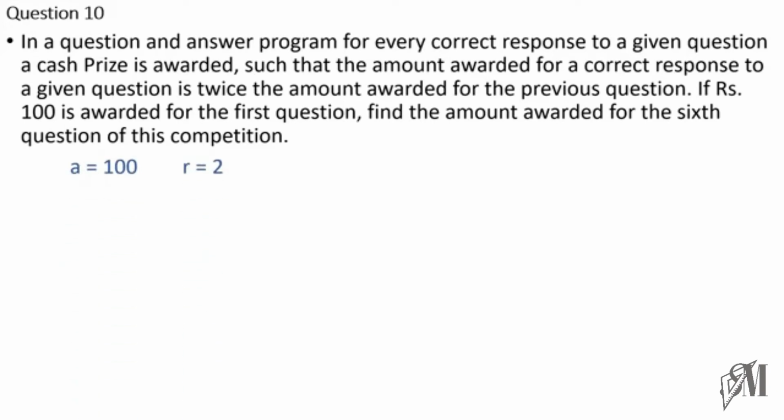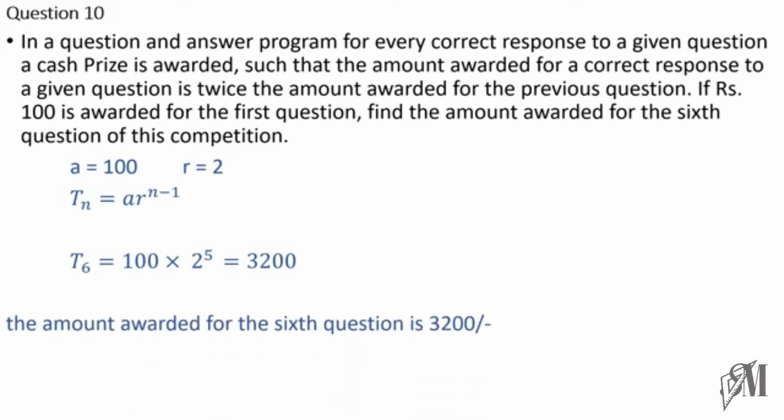What are we going to find out? The amount for the sixth question of this competition. So we have to find out T6. Remember, not S6, it is T6. The sixth term of the progression we are going to find out. So we have to use the formula Tn is equal to AR to the power n minus 1. Once you substitute, very simply you can get the answer as 3,200 rupees, and that is the amount awarded for the sixth question.